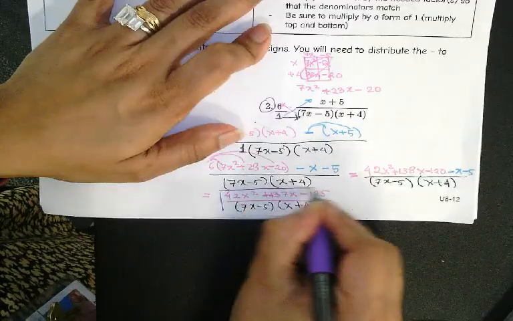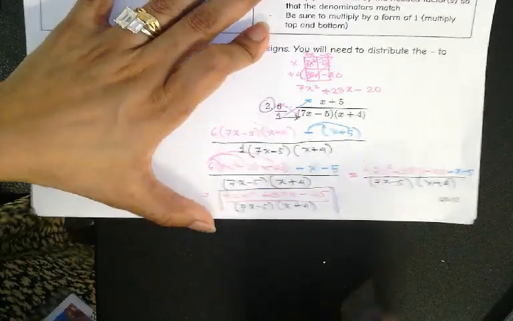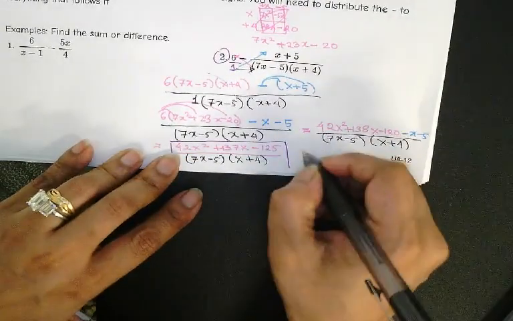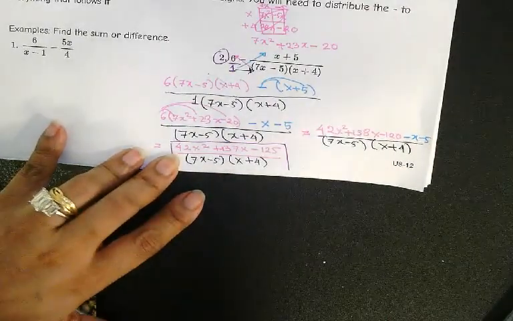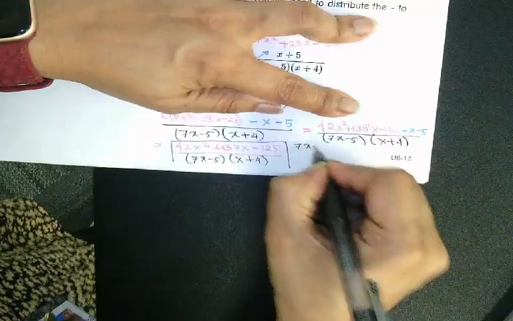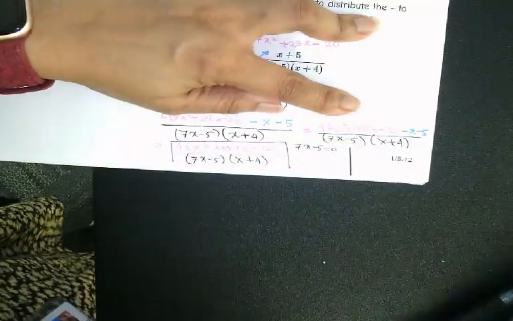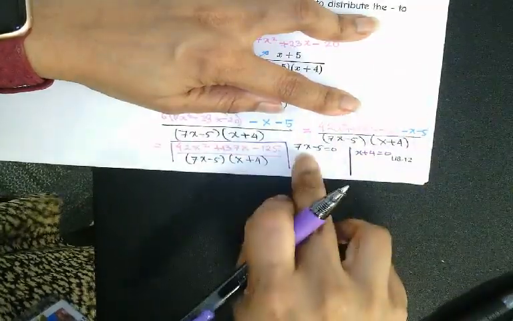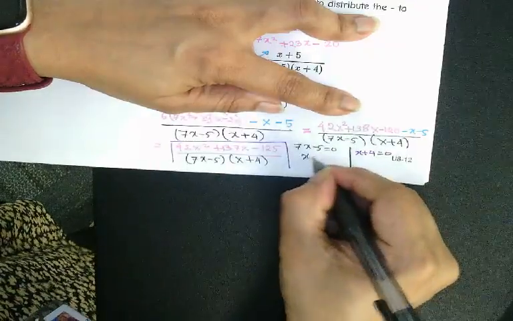But what is the last step? Restrictions. We have to put the restrictions. How do I do the restrictions? What should I write for the restrictions? There are two of them, so you have to set both of them separately. So I have 7x minus 5 equal to 0, and x plus 4 is equal to 0. So what do I get over here? What's the x value? 5 over 7.